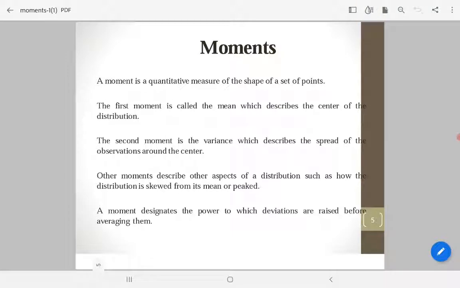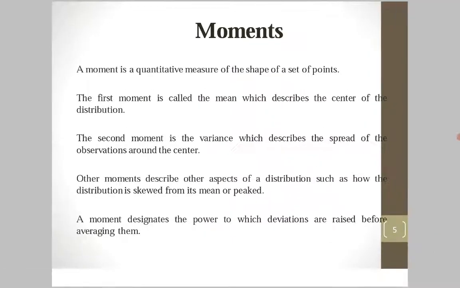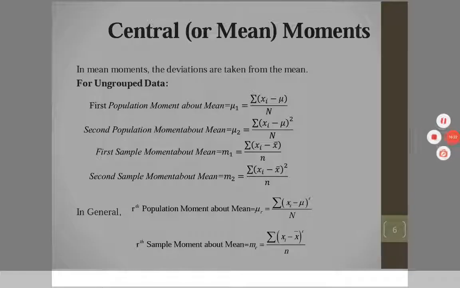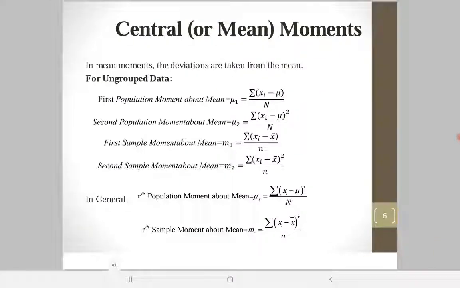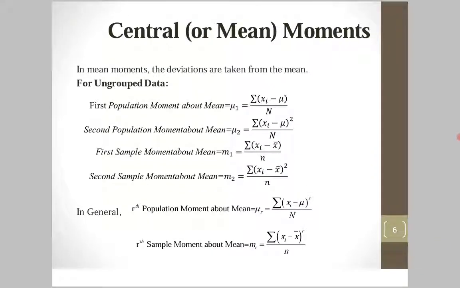We will discuss one by one with some examples also. There are some formulas also to find different types of moments. So we start with the central moment, which is also called the mean moment. In a mean moment or central moment, the deviations are taken from the mean.